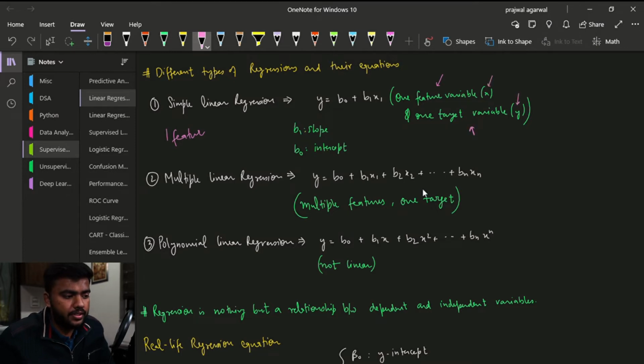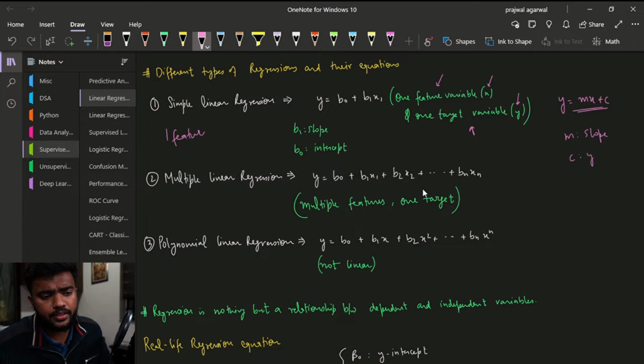And the equation for simple linear regression is very similar to the equation of two variables. If you remember in your class 10th or 11th, there was a linear equation in two variables, right? So the equation was something like this, the intercept form. So y is equal to mx plus c, where m used to represent the slope of the line and c used to represent the y-intercept, right? So the equation is very similar to this format.